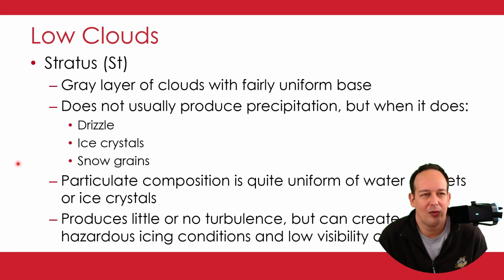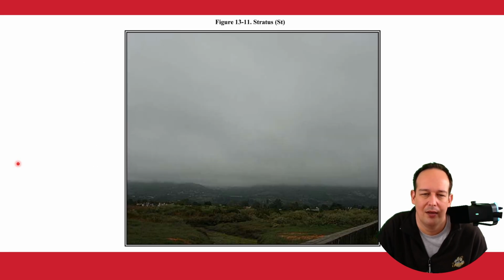All right, then for our low clouds, we also have stratus clouds. So these are going to be a gray layer of clouds with a fairly uniform base. They don't usually produce precipitation, but when it does, then it's a nimbostratus cloud. It produces drizzle, ice crystals, snow grains. So there's not going to be that much turbulence. There'll still be a little bit, but we're more worried about icing if the temperature is below zero. And so it's a dreary day, and it's just stratus clouds up in the sky. We like sunshine, so go away.